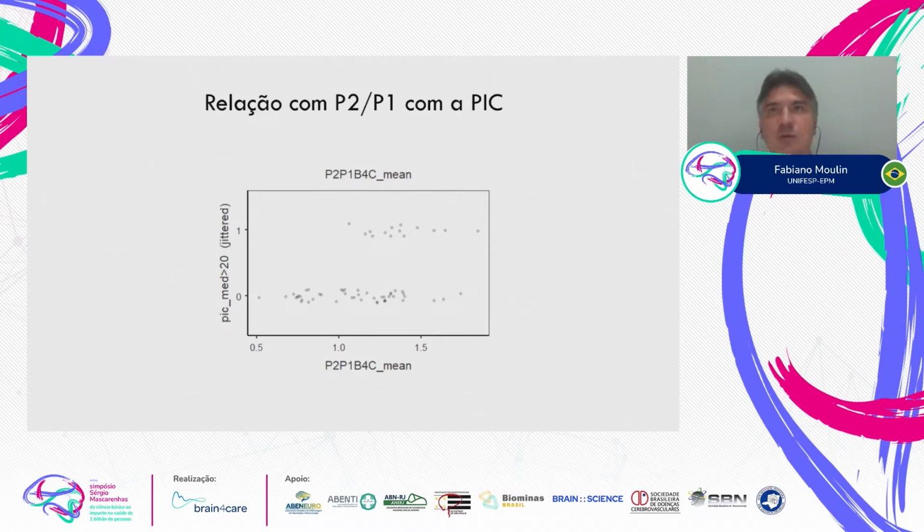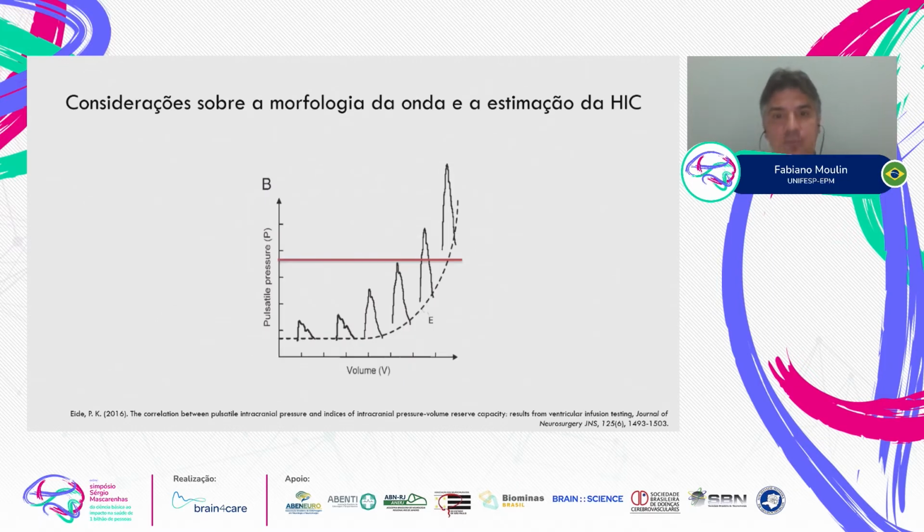I think that this is the most important part of the article, even though it was not the main purpose. What does this chart show us? This is P2 over P1 greater than 1. The cutoff was 1.6, very close to other articles, which got a P2 over P1 of 1.5. Line 0 shows patients with no intracranial pressure, and 1 is patients with intracranial pressure.